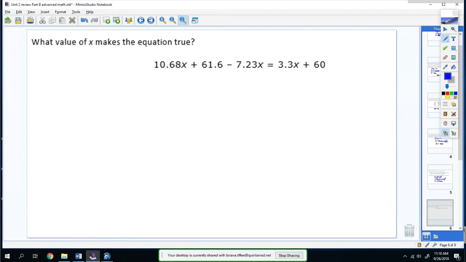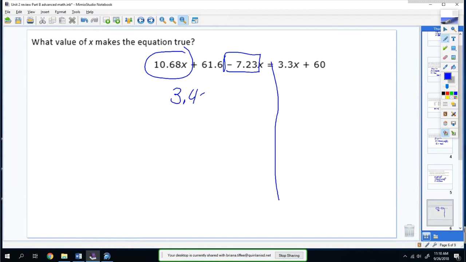All right, what value of x makes the equation true? So I'm going to draw my line. I have 10.68x plus 61.6 minus 7.23x is equal to 3.3x plus 60. Okay, that's a lot longer than we're used to. So what I'm going to do is take these two x terms and combine them. So 10.68x minus 7.23x would come out to 3.45x plus 61.6 is equal to 3.3x plus 60.